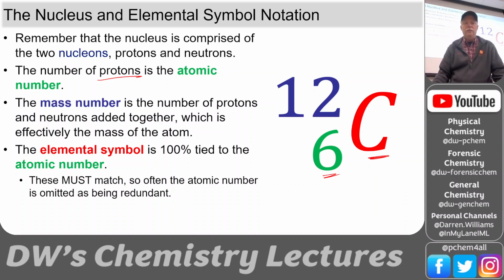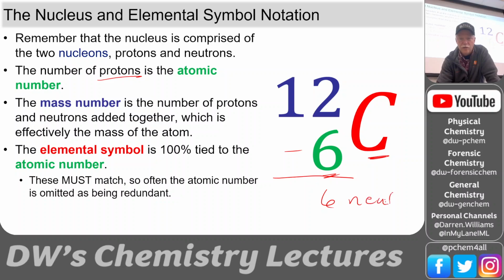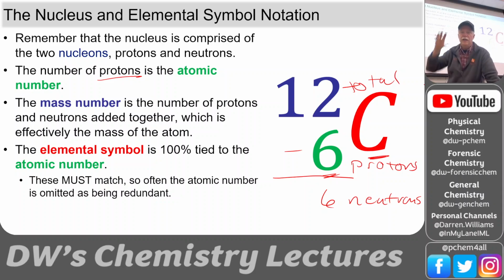And so if you wanted to know what the neutrons were, if you write it like this, you just subtract the protons from the total and you get neutrons. All right, so it's really kind of nice. It's set up there. So that's what you need to know if you're going to find out the number of neutrons. So a carbon 13 would have 7 neutrons. A carbon 14 would have 8 neutrons.